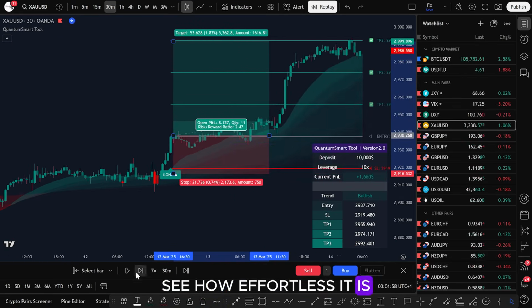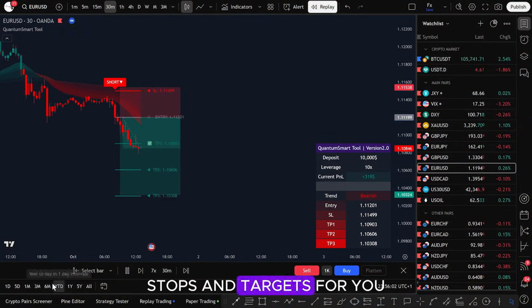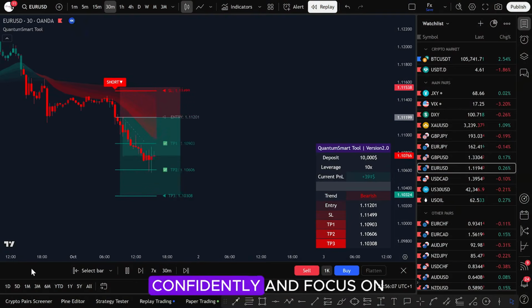See how effortless it is? The Quantum Smart tool handles entries, stops, and targets for you, so you can trade confidently and focus on the market.